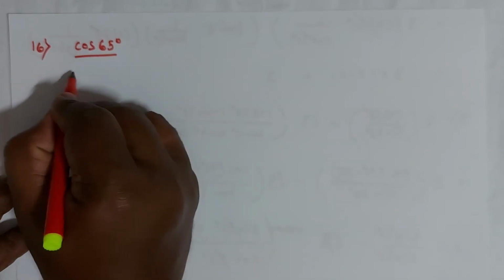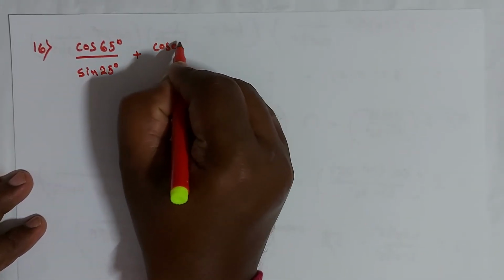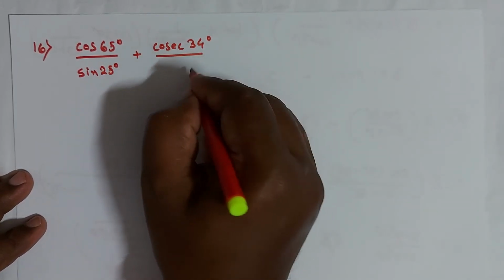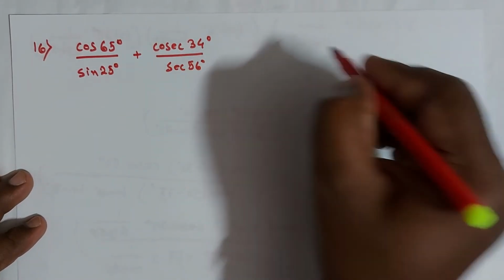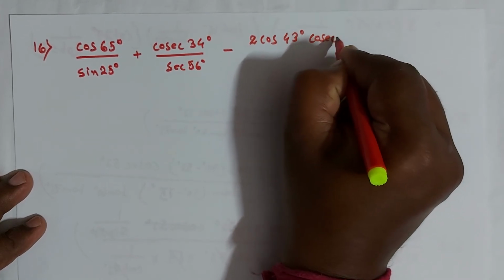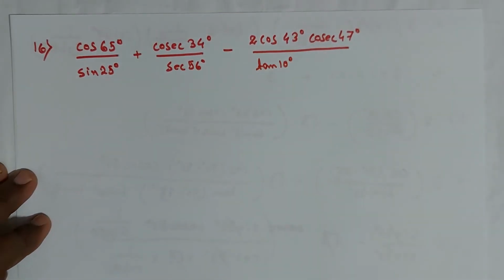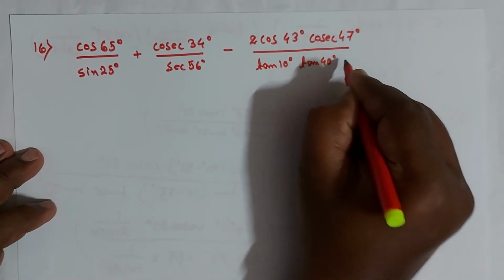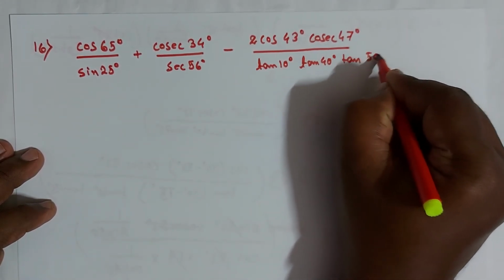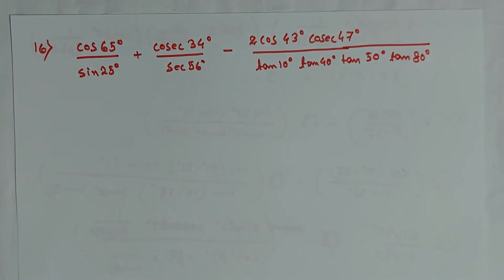16. Okay, question number 16. Cos 65 degree by sine 25 degree plus cosec 34 degree by sec 56 degree minus 2 cos 43 degree cosec 47 degree by tan 10 degree, tan 40 degree, tan 50 degree and tan 80 degree. Okay, this we need to solve.